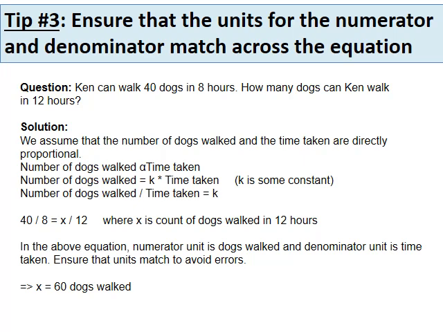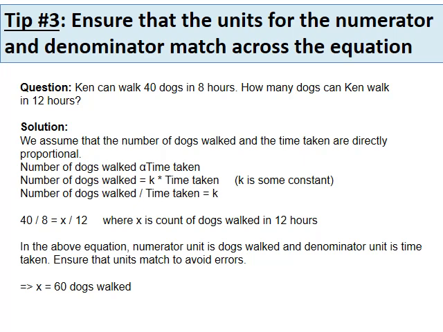The solution is such that we assume that the number of dogs walked and the time taken are directly proportional. Number of dogs walked is directly proportional to the time taken. Number of dogs walked is equal to k into the time taken. K here is some constant. Number of dogs divided by time taken is equal to k. 40 upon 8 is equal to x upon 12, where x is the count of dogs walked in 12 hours.